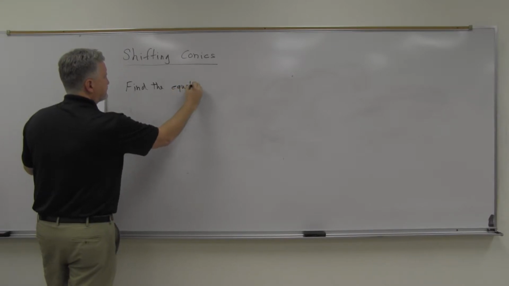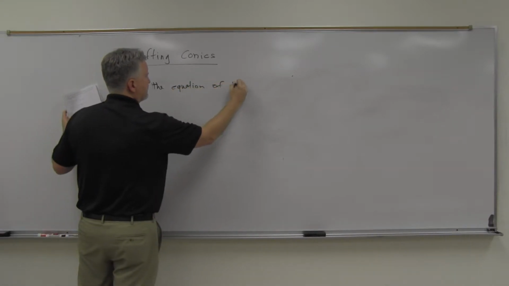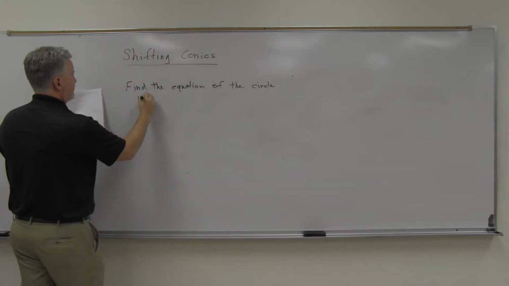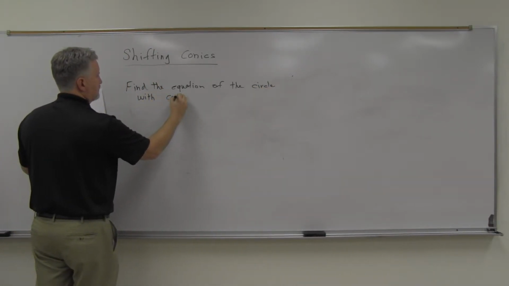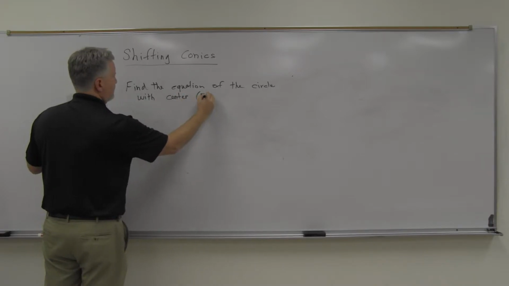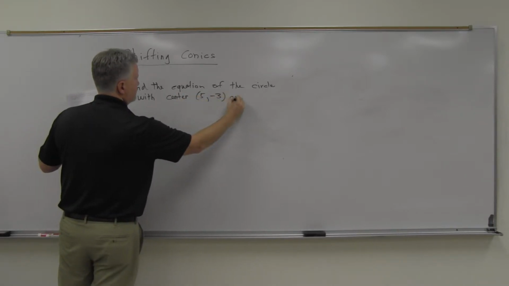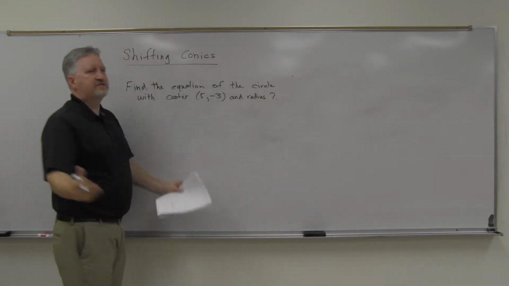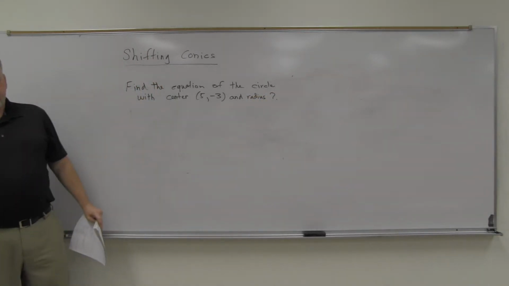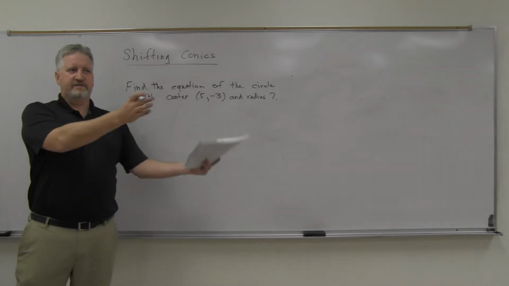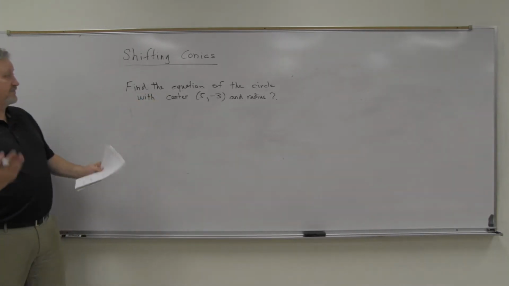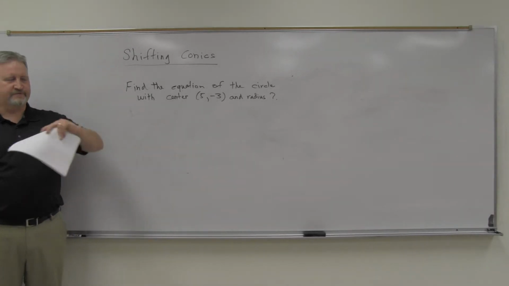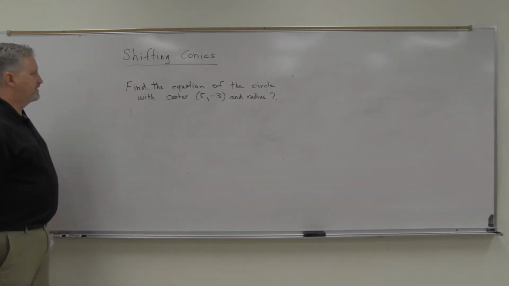Find the equation of the circle with center 5, -3 and radius 7. So essentially this is going the other way. A while ago we said, here's the equation, what's the center and the radius, and then you can graph it. Well, in this case, we've got the center and the radius, what's the equation of that? So, just going the opposite direction.